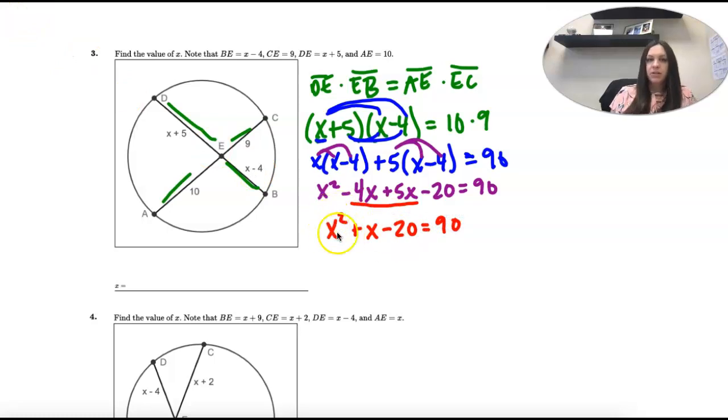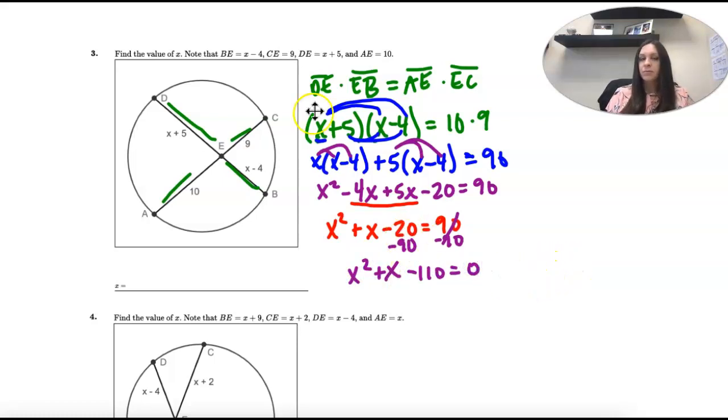Because of this x squared, it's quadratic, which means I'm going to subtract 90 from both sides. And I have x squared plus x minus 110 equals 0. Okay, so we solved these in quarter 1 and quarter 2. But because this is 1x squared, if this was any other number, we would use the quadratic formula. But because it's 1, we're going to factor.